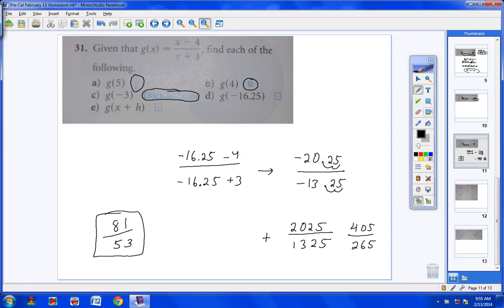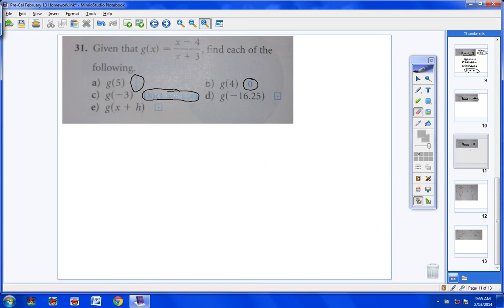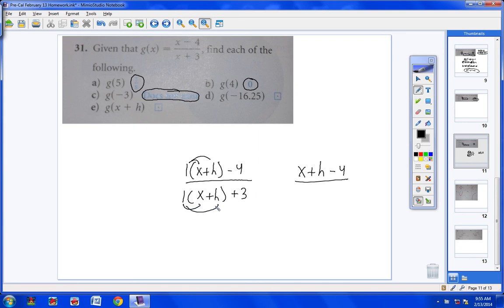Alright, let's move on now to letter E, and we are finally finished. So for x, I'm going to substitute x plus h, and then minus 4 all over, and then for x, I'm going to substitute x plus h, plus 3. Now, there's really like an imaginary 1 on the outside. If you want to put that, 1 times x, 1 times h would be x plus h minus 4. And then 1 times x, 1 times h would be x plus h plus 3. Now, this is your answer.